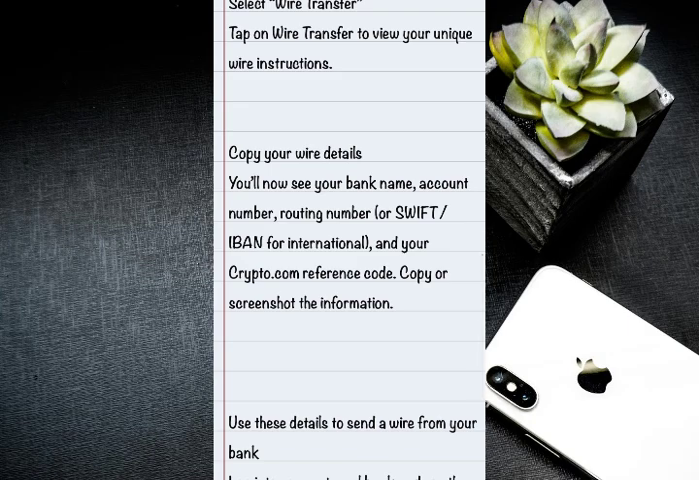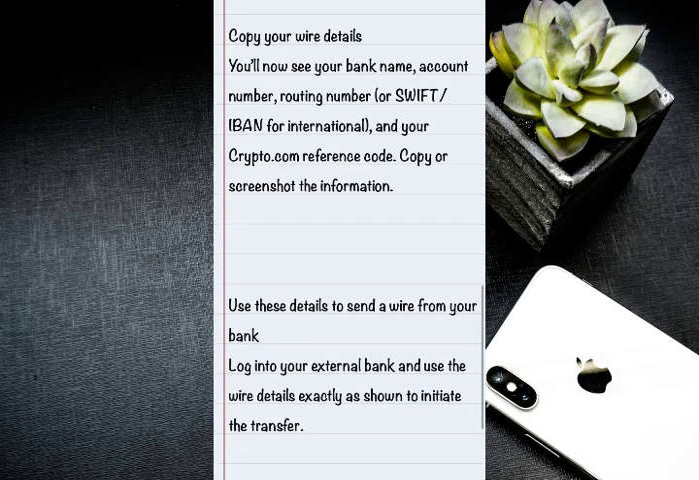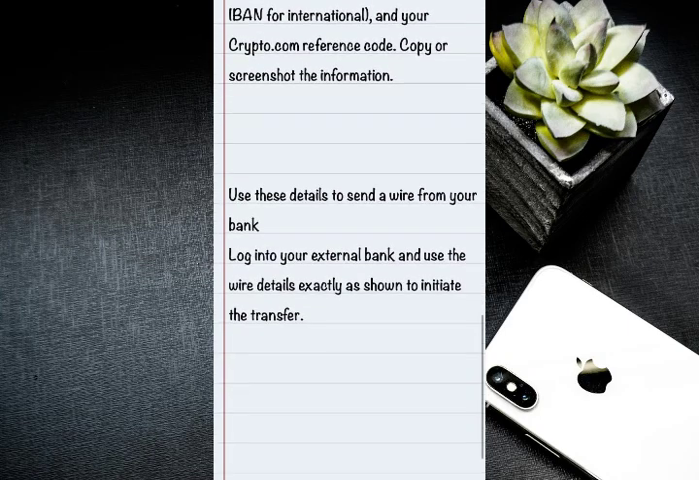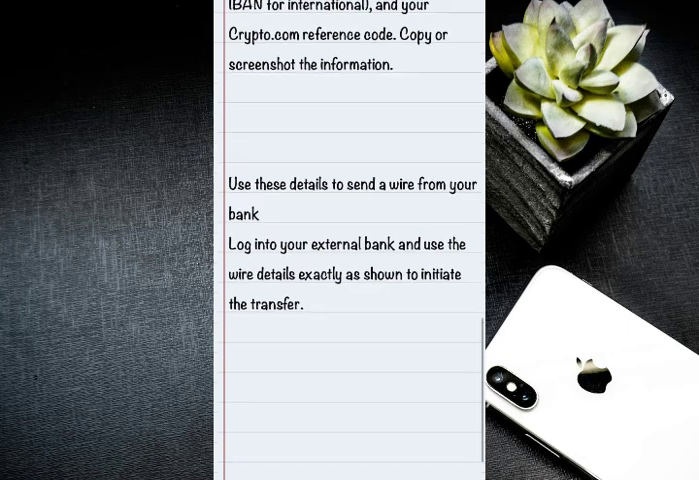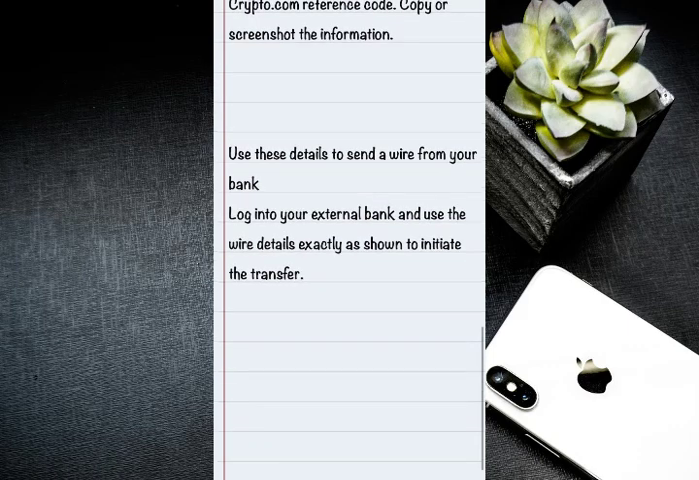So you will now see your bank name, your account number, your routing number, and your crypto reference code. So copy or screenshot the information. Make sure you write it down or copy it. Then use the details to send a wire from your bank. So log in to your external bank and use the wire details exactly as shown to initiate the transfer. And make sure you don't make any mistakes.